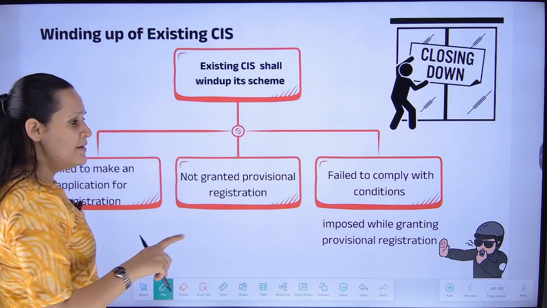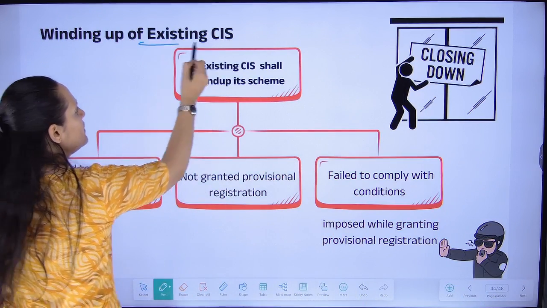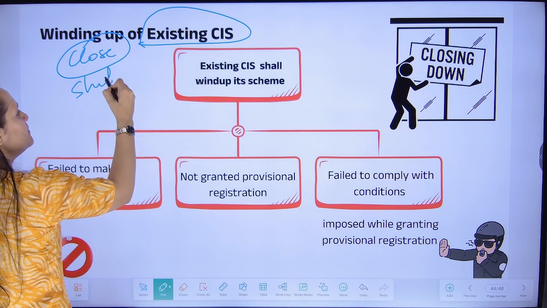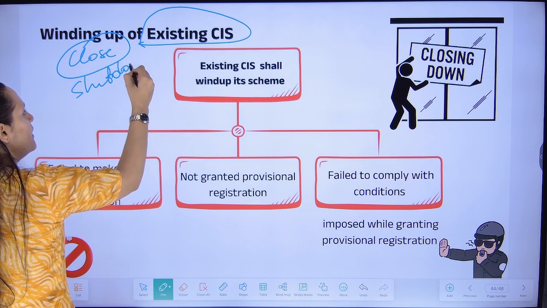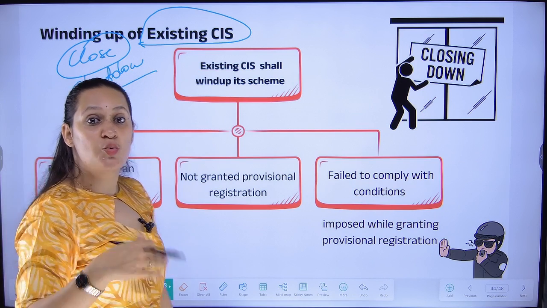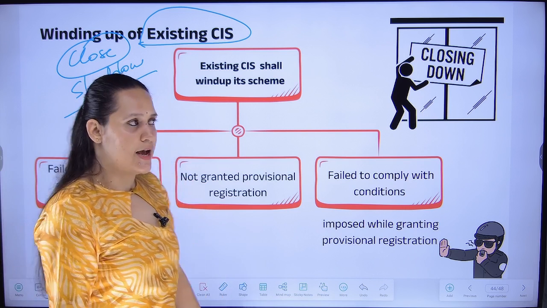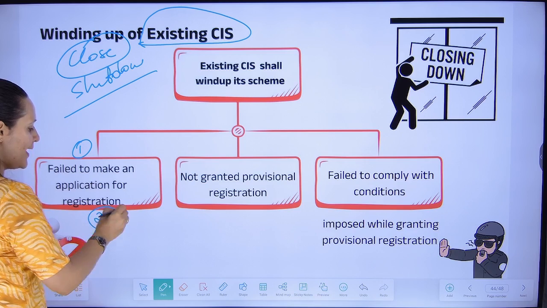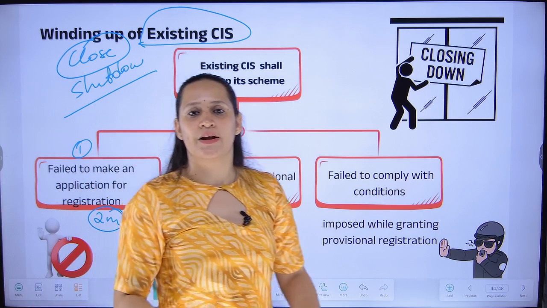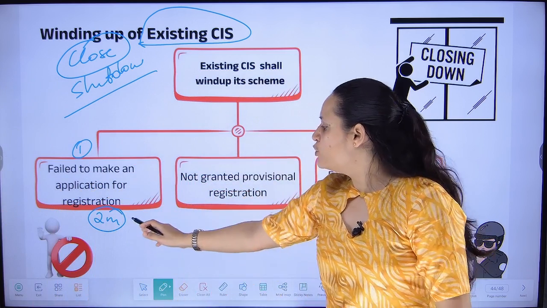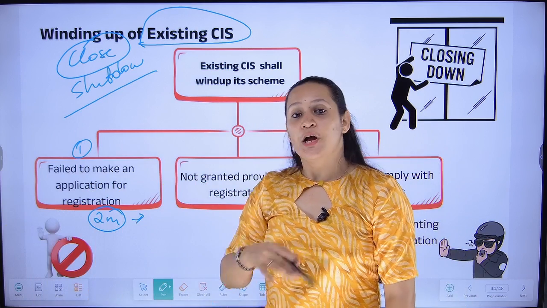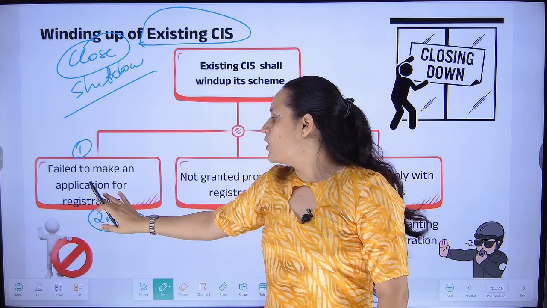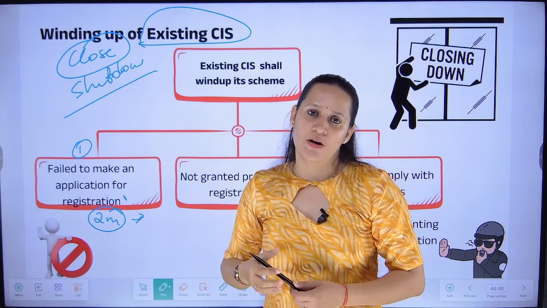Next, when an existing collective investment scheme has to close its operation, has to shut down its business, has to wind up the scheme in three given scenarios. First one is where we have given you 2 months time to make an application for getting yourself registered or get the certificate of registration. If within 2 months time or further extended period, you have not made an application for getting yourself registered as a collective investment scheme, automatically you have to wind up your scheme.